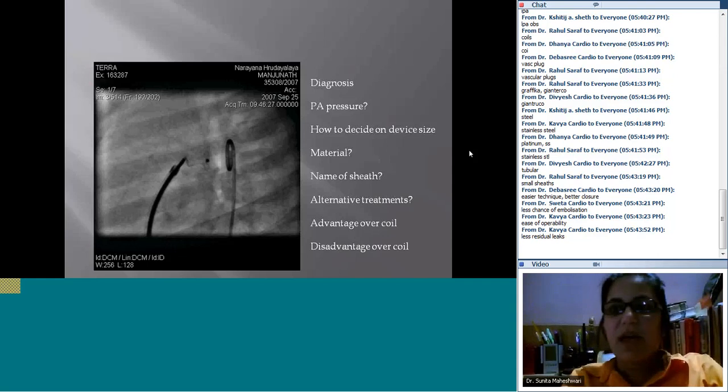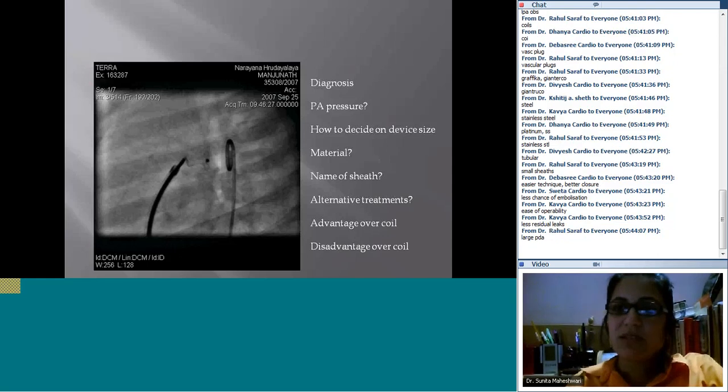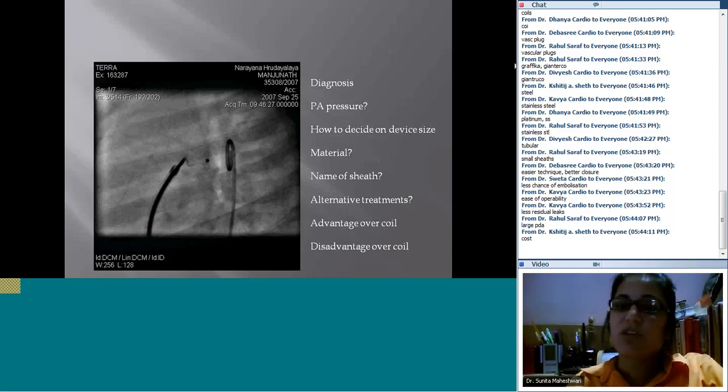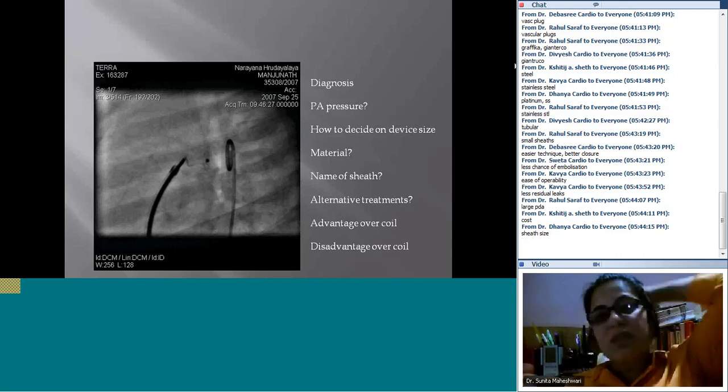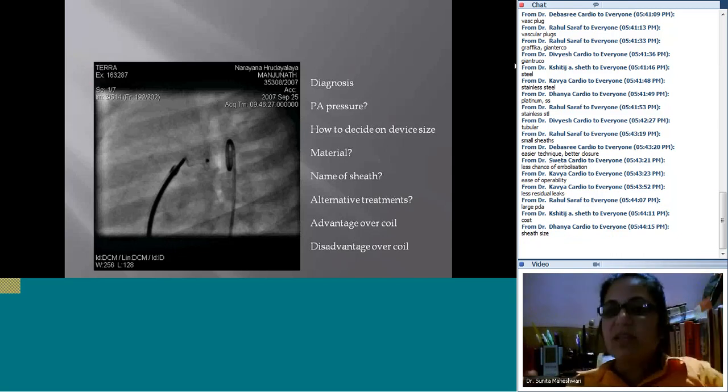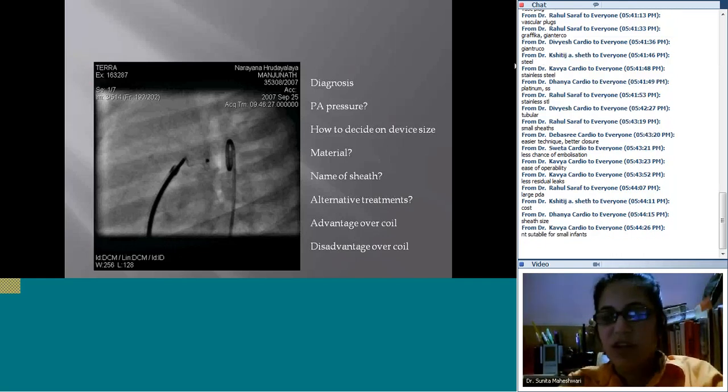And that comes to Rahul's answer. The advantage is you can use it in a large PDA easily compared to coils using multiple coils. The disadvantage is the cost, it's expensive. Second is the sheath size, right? Especially in smaller kids, you still have to use thick French sheaths and so on. So in infants, it's an issue. Whereas coils, what is the sheath size that you use for coil deployment? Yes, you can put it through a 4 French or a 5 French, right? So it's a very small sheath.